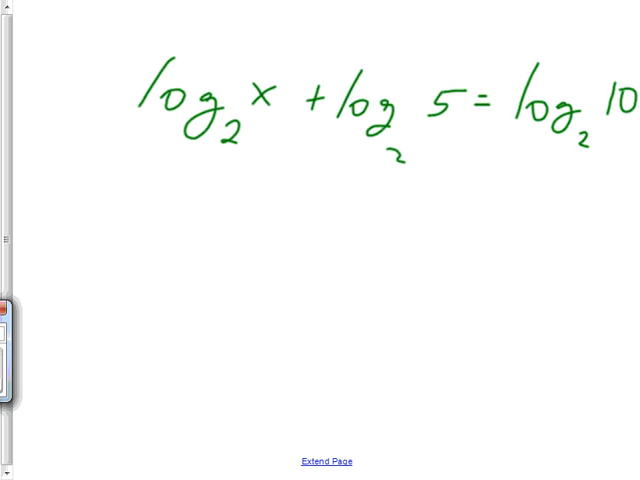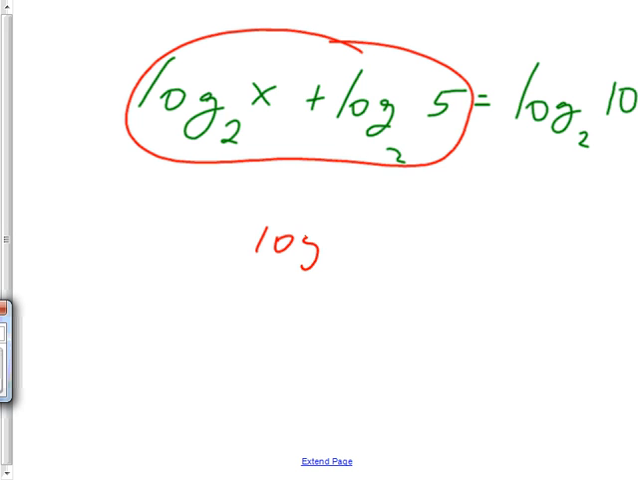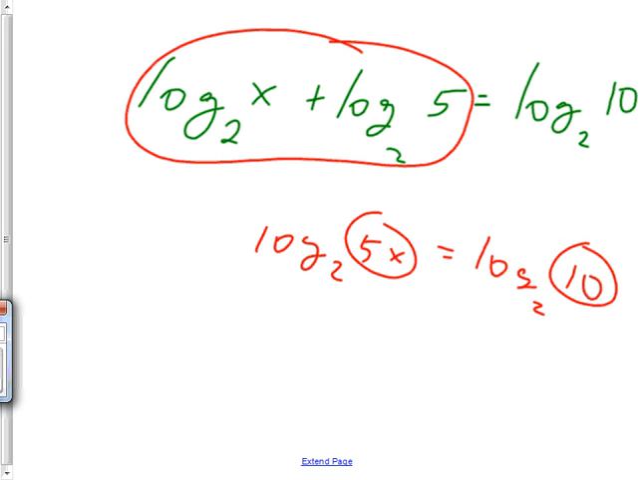Here we go. This one combined together, this part that's called condensing, log base 2 of 5x equals log base 2 of 10, and then you say that's equal to that, therefore x equals 2. That should have been an easy one.